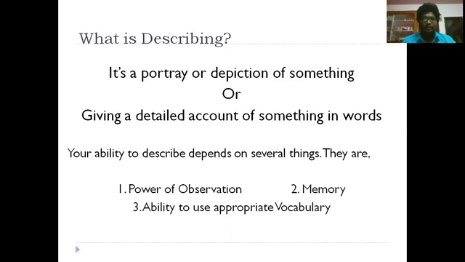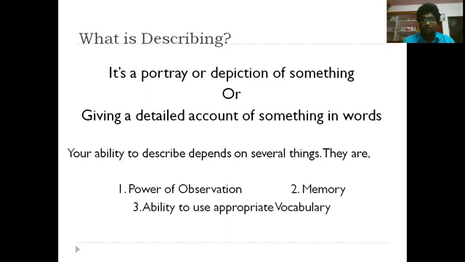The first one is that we must have power of observation, the second one, we must have memory, and thirdly, we must have the ability to use appropriate vocabulary. The first thing is power of observation. What is this power of observation? What is the importance of this one? So power of observation is nothing but, see, when we go to a place, we observe each and everything, and we try to observe what are the things that are happening over there.